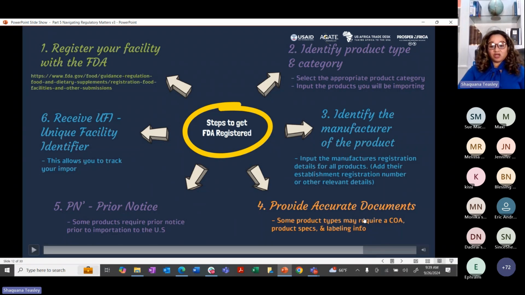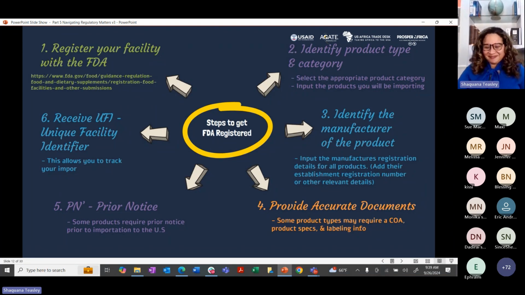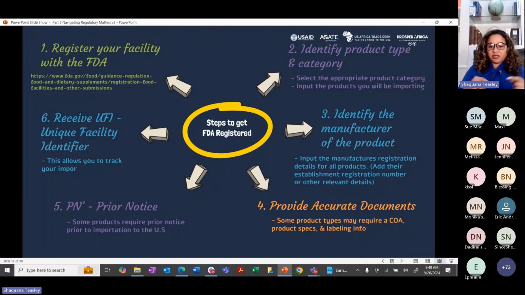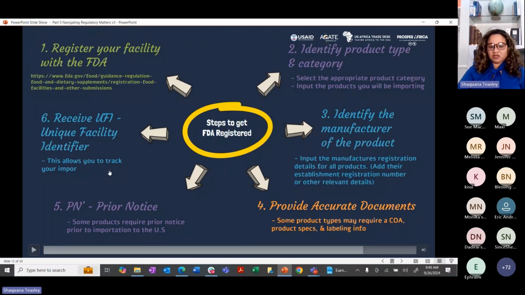Step 4, provide accurate documents. We talked about COA a little bit in the beginning. That is your certificate of authentication. Product specs and labeling info. Prior notice. Some products require prior notice before they come into the US. Number 6, receive your UFI, your unique facility identifier. And that actual identifier, that number, you'll see it on documents throughout the process. So let's make sure you always have that.